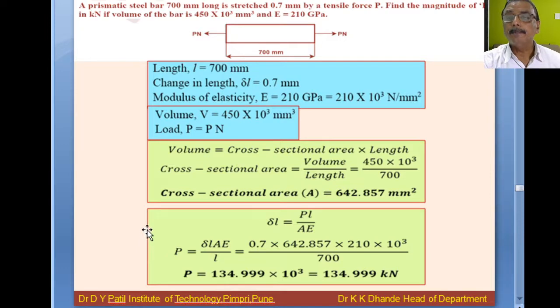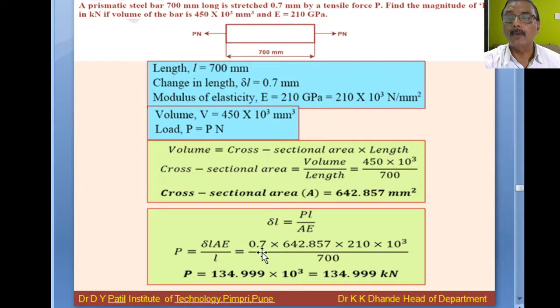Now next, delta L is known. Delta L is equal to PL upon A. Previously we solved the numerical step by step: stress we calculated, then strain we calculated. Now I am using the direct relation, delta L is equal to PL upon AE. Rearranging that equation, we have to calculate P. So P is equal to delta L into AE divided by L.